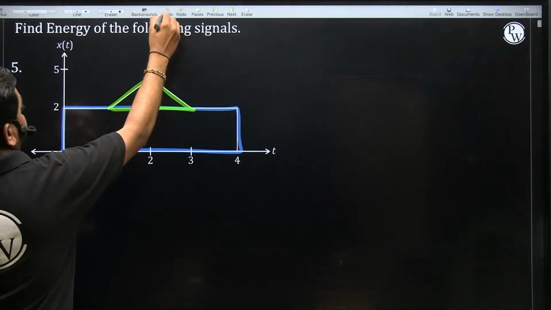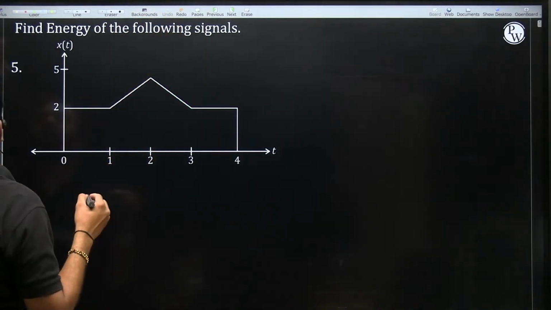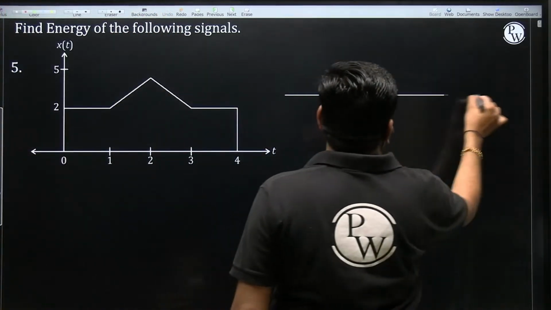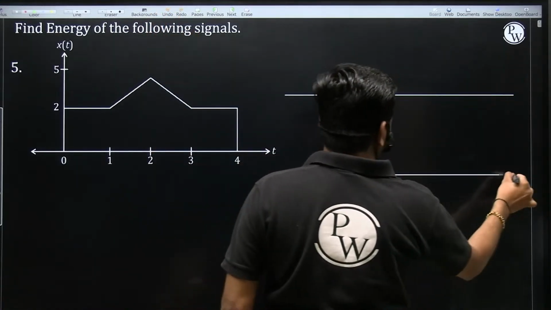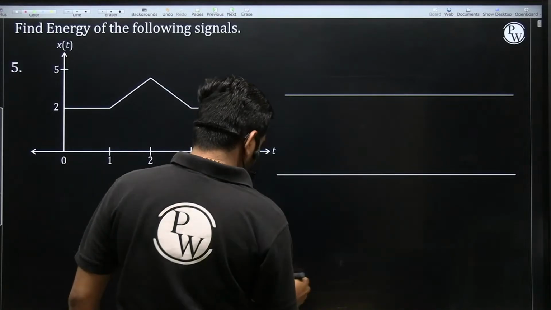Correct? So can we say like this? All of you please concentrate here. This is very, very, very much important. And I told you guys, this is the rank deciding question, guys.